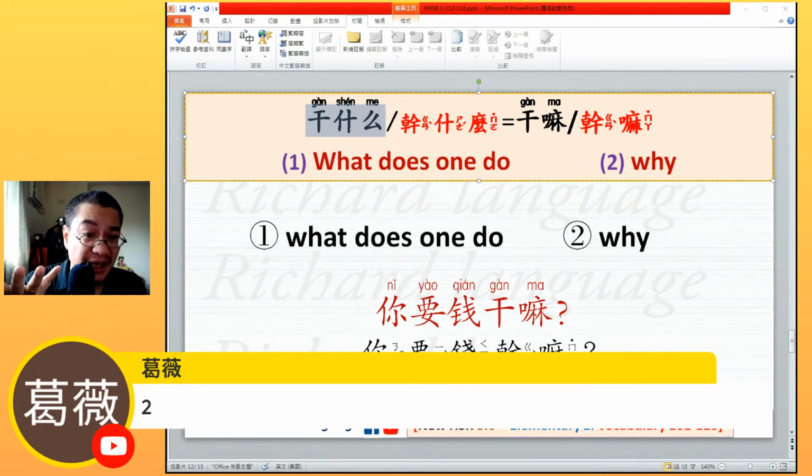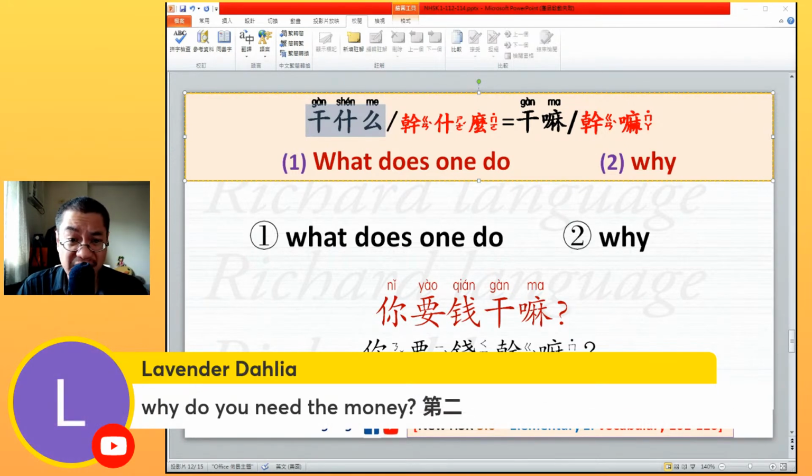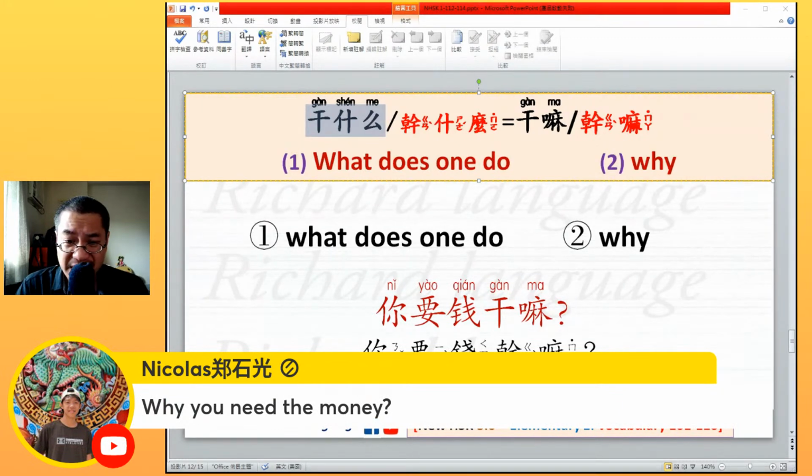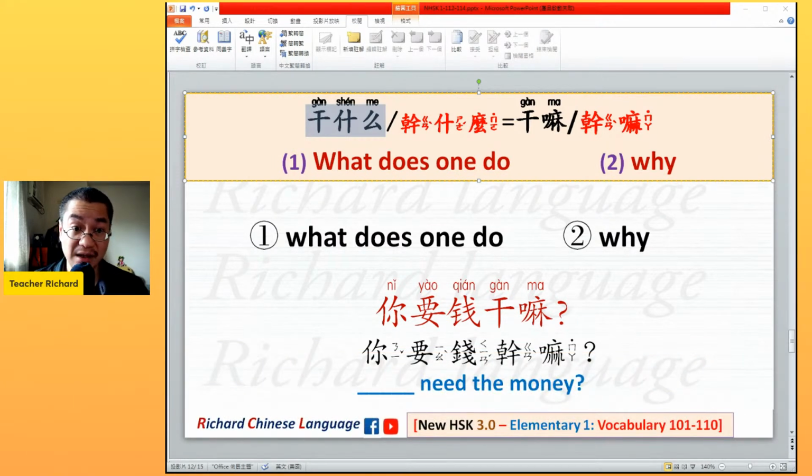Why? Why do you need the money? Here, 干嘛 or you can use 干什么 means why. What I want to tell you is 干嘛 or 干什么 has two meanings here. The second one is why. Why do you need the money? Why do you need the money for? So the second meaning is why. 你要钱干嘛?